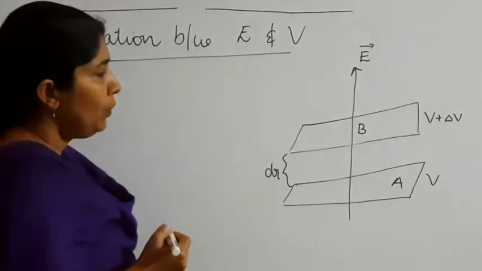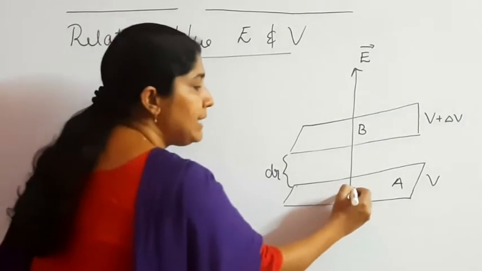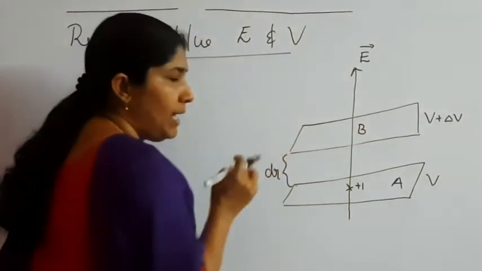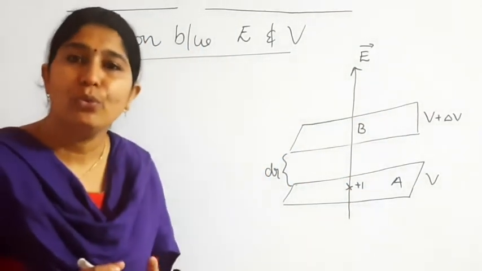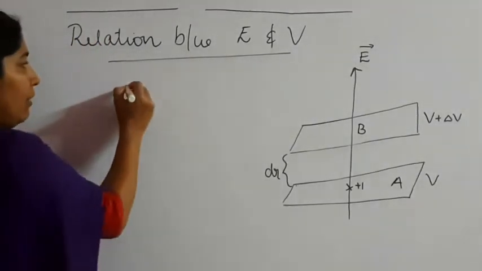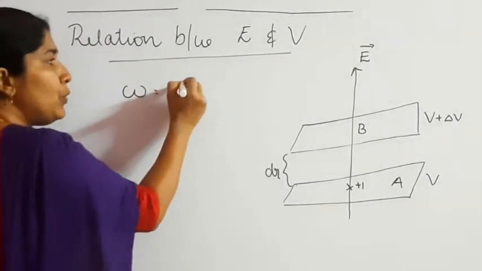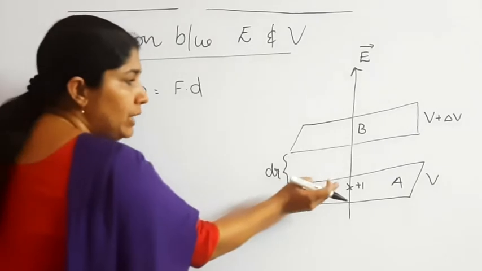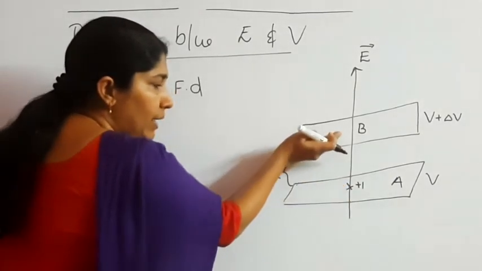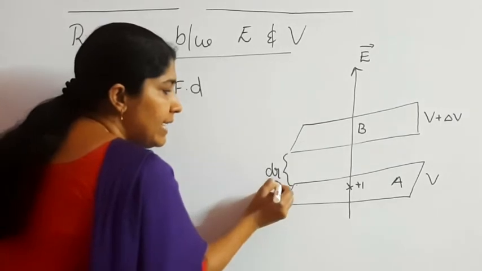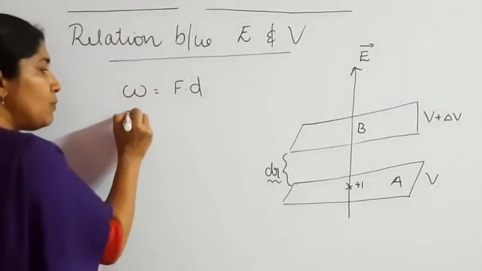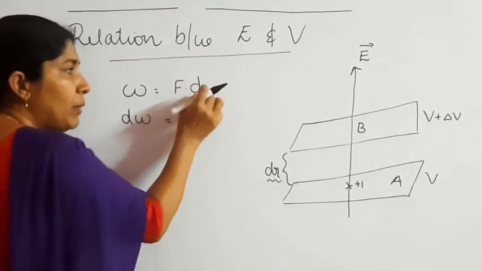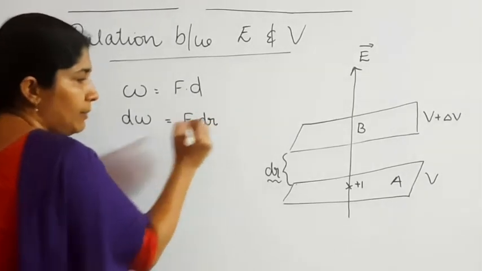Now, to move a unit positive charge from plate A to plate B, what do we have to do? We have to do certain work. We know that work done W is equal to force into displacement, or F dot d. To move the charge from A to B through a very small distance dr, small work done dW is equal to force F into distance dr.